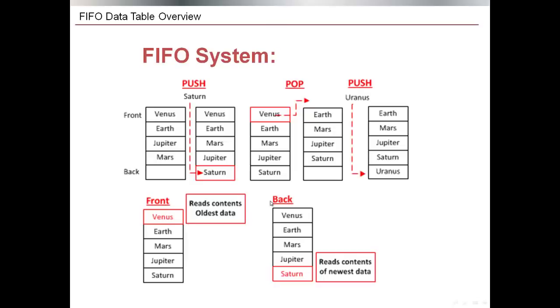Also is the back function. When this operation is performed, information in the back or bottom row of the table will be read. Shown here is the word Saturn. This would be the newest information since it was most recently written to the bottom of the table.